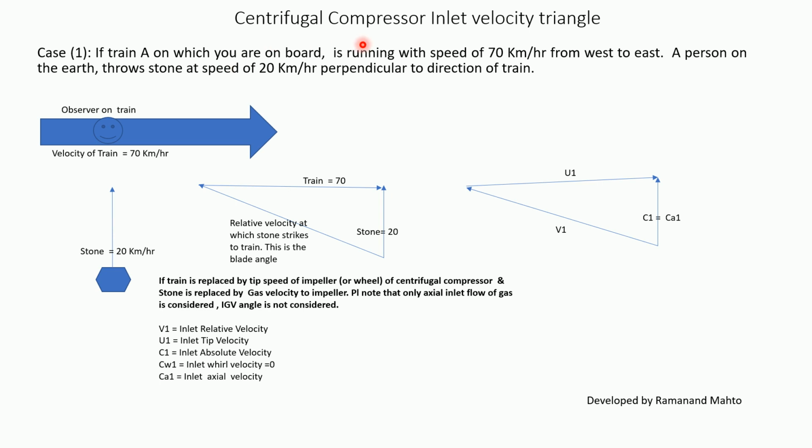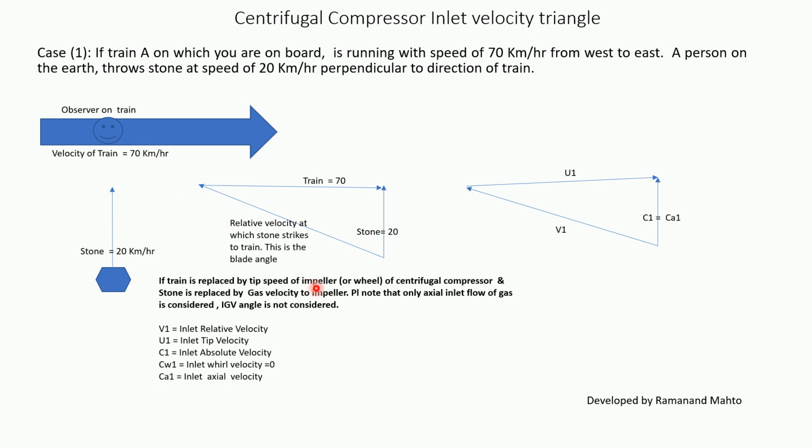Now the centrifugal compressor inlet velocity triangle. How can we build this velocity triangle based on the train example? Case A: train A, on which you are on board, is running with a speed of 70 km per hour from west to east. A person on the earth throws a stone at the speed of 20 km per hour perpendicular to the direction of the train. So here is the earth, a person has thrown a stone at 20 km per hour perpendicular to the train, and the observer is on train A, which is moving at 70 km per hour.